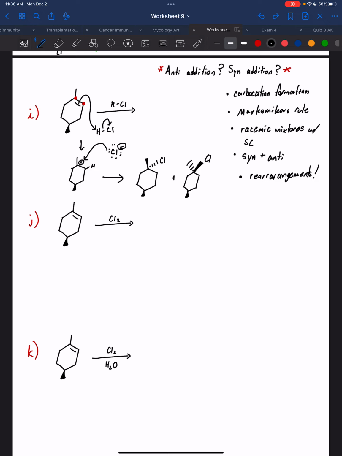Okay, next one that we'll do is chlorine. So this one is just halogenation. And so you can do halogenation with F₂, Cl₂, Br₂, I₂. The only notes that I have for halogenation are anti-addition. So since it's only one of them, I think we can kind of show this. And you are not going to be expecting a rearrangement.